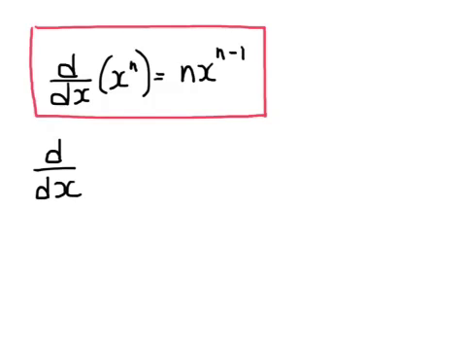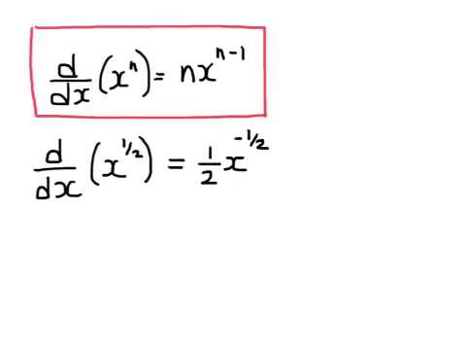d dx of x to the power of a half. Now what happens if we have to deal with a fractional index value? Well, we apply the rule as normal. So the value of n here, which is a half, goes in front of the x, and then we reduce that value by 1. So that's going to give us a half times x to the power of, and if we subtract 1 from a half, we will get minus a half.